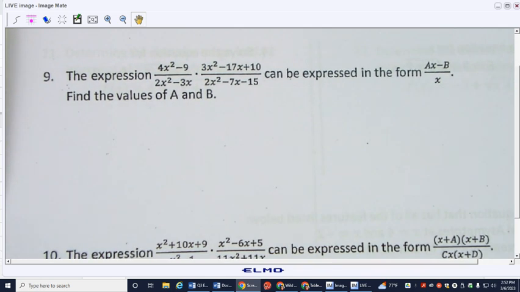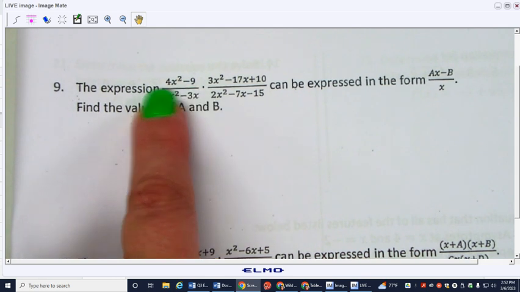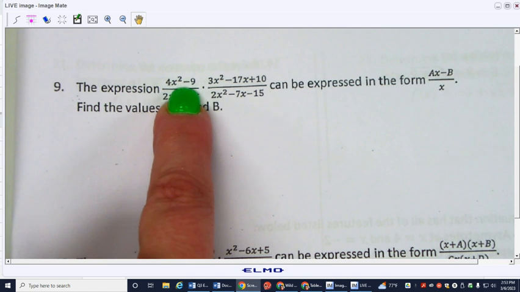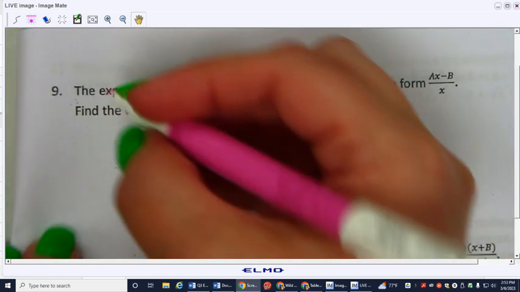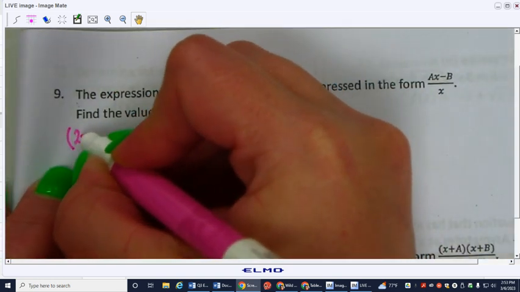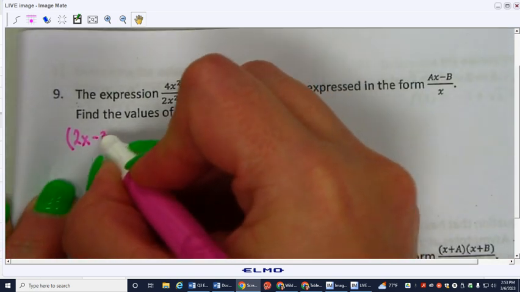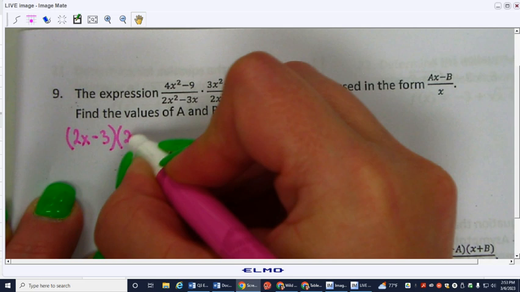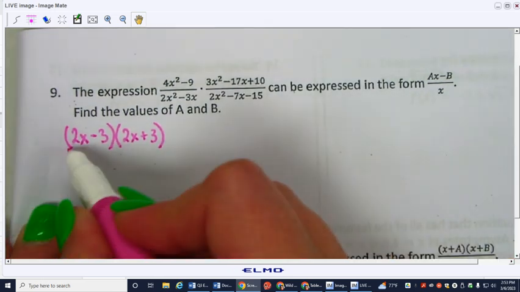So what I need to do is factor both my numerators and both my denominators and then see what eliminates. When I look at the first one, I see 4x squared and 9, and my brain is like, oh, 4 is a perfect square, 9 is a perfect square, and x squared is a perfect square. This is a difference of squares. So when I square root 4x squared, that leaves me with 2x, and when I square root the 9, that leaves me with 3. So it's going to be 2x minus 3, 2x plus 3. That's my first numerator.